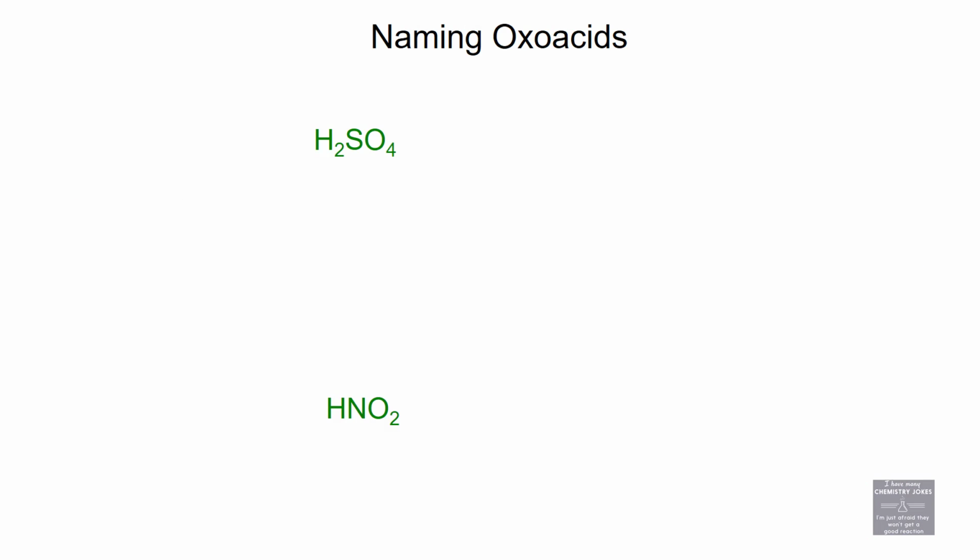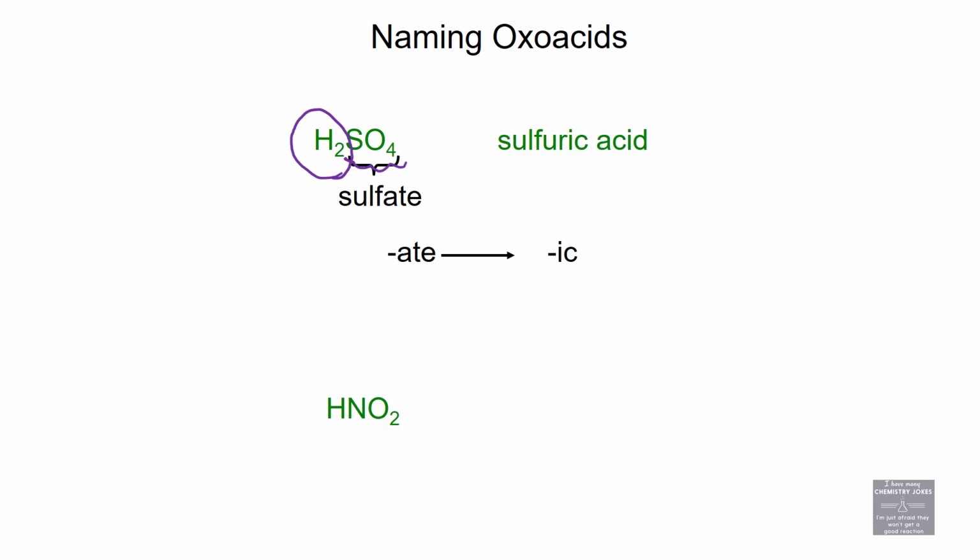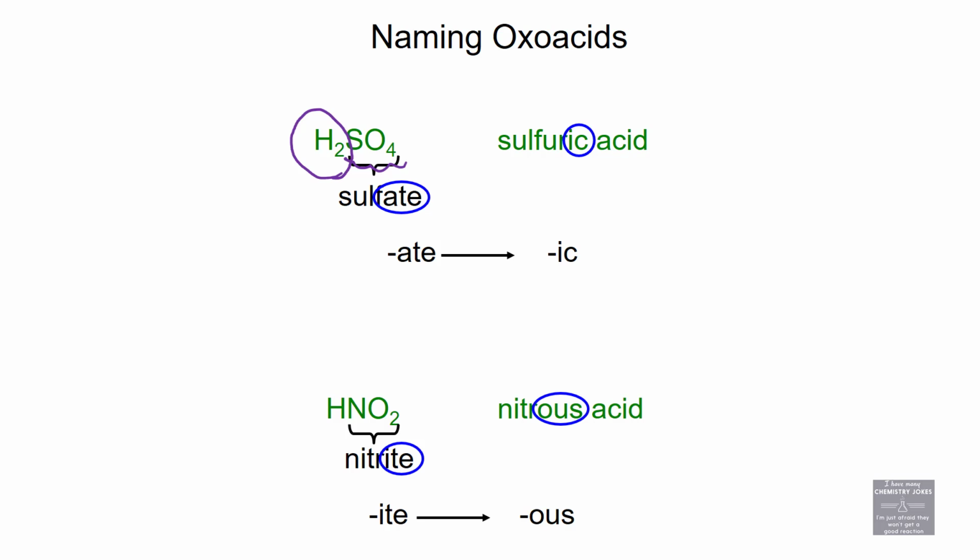This SO4 part is sulfate. So anytime it's named an ate, the acid becomes an ic acid. Ate becomes ic. So this is sulfuric acid. The H's are almost always written out front when you're talking about an oxoacid, so be aware of that. NO2 minus is nitrite. Ite becomes ous. So this is nitrous acid. Ite becomes ous. Nitrous acid.